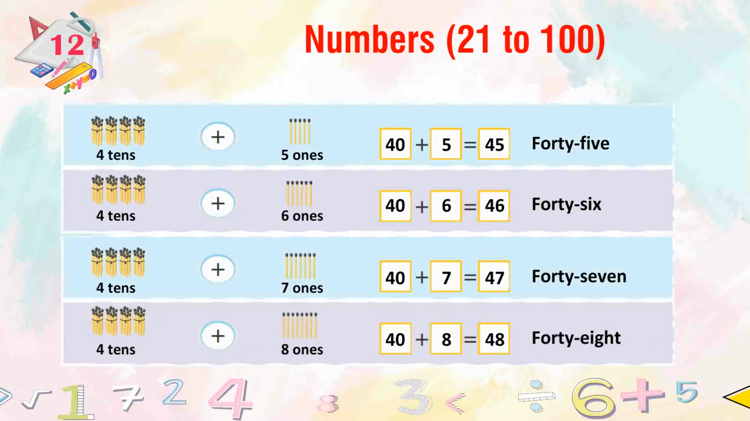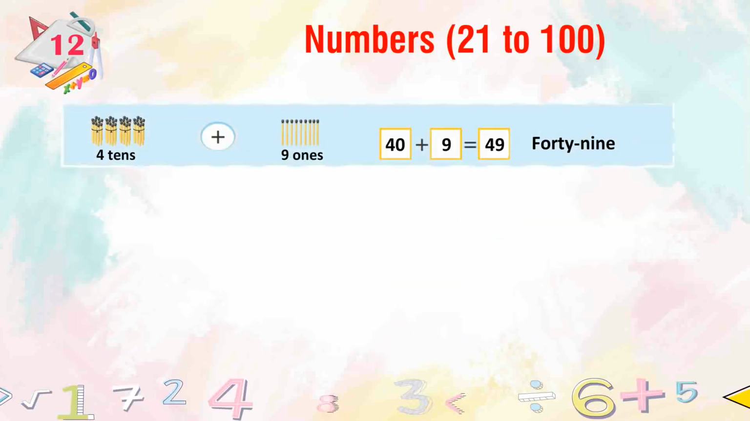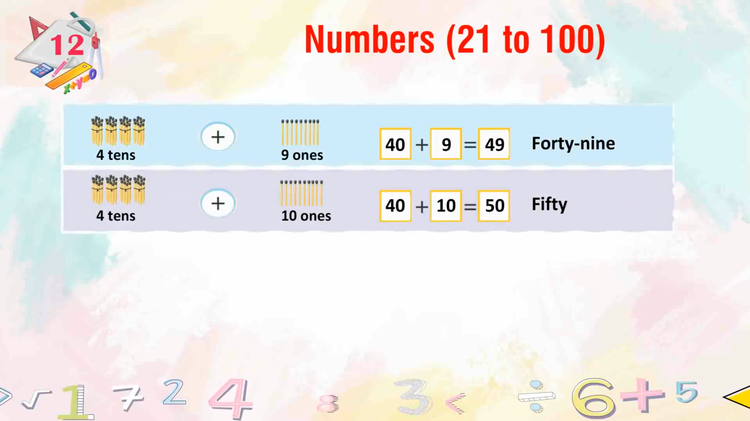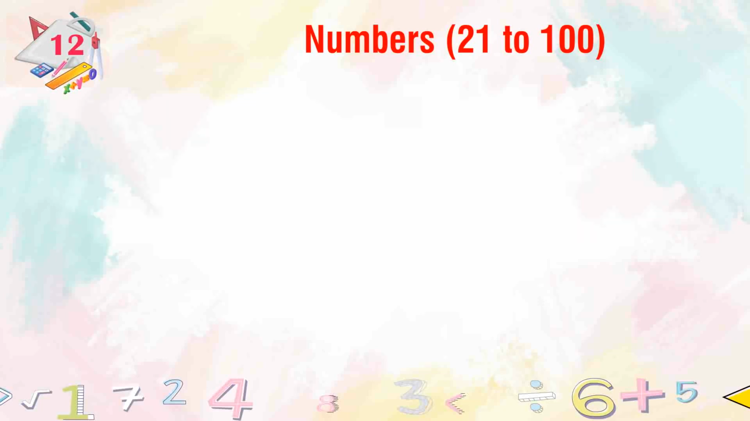Four tens plus 8 ones, 40 plus 8 is equal to 48. Four tens plus 9 ones, 40 plus 9 is equal to 49. Four tens plus 10 ones, 40 plus 10 is equal to 50.